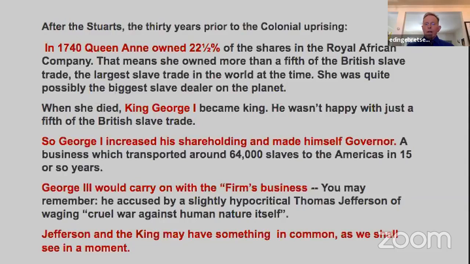George III, now again, this brings up to our history, George III is the monarch that the Declaration of Independence is written to. George III would carry on with the firm's business. And you may remember that he's accused by a slightly hypocritical Thomas Jefferson of, quote, waging cruel war against human nature itself. But Jefferson and the king may have something in common, as we shall see in a moment.